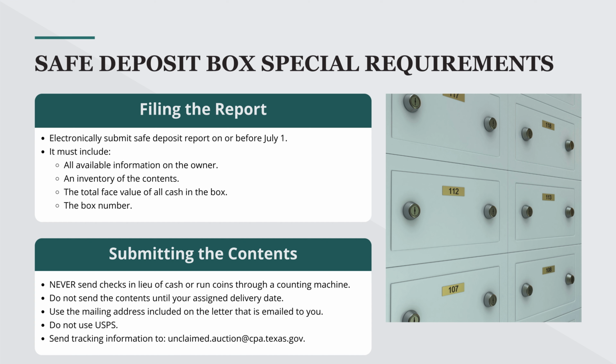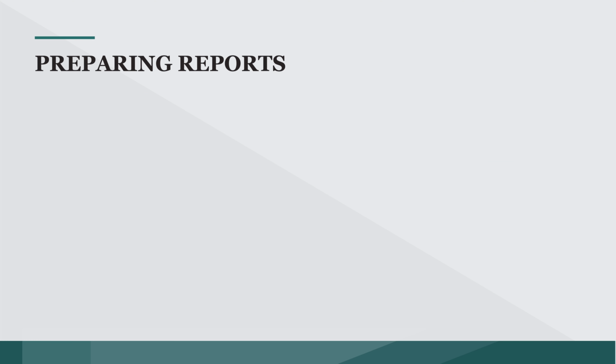After submitting the report, you will receive an email notification with a scheduled delivery date for box contents. When mailing the contents, use the address included in the letter that is emailed to you. Do not use the U.S. Postal Service for delivery. Send tracking information to unclaimed.auction@cpa.texas.gov. Remember, the more information you provide in your unclaimed property reports, the easier it is for us to reunite property with its rightful owner.